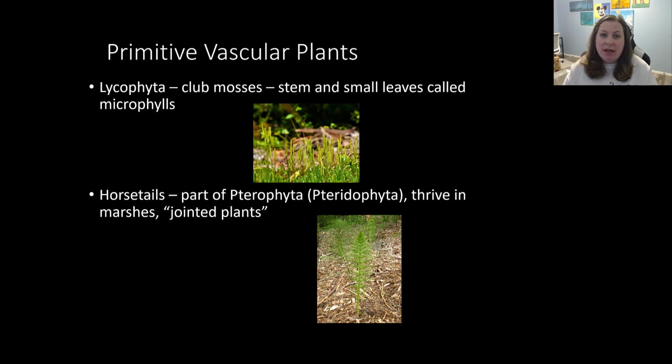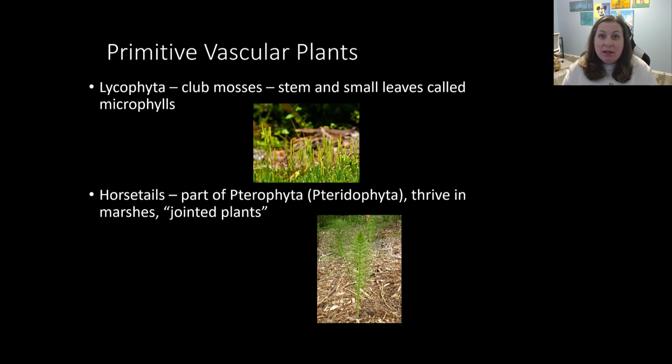These are the club mosses. They do contain stem and small leaves that are called microphylls. Micro just means small. They have these small leaf-like structures. So that is one of the groups. And again, they're primitive. They've actually developed roots, stems, and leaves, but they're still very small. They're not very advanced.